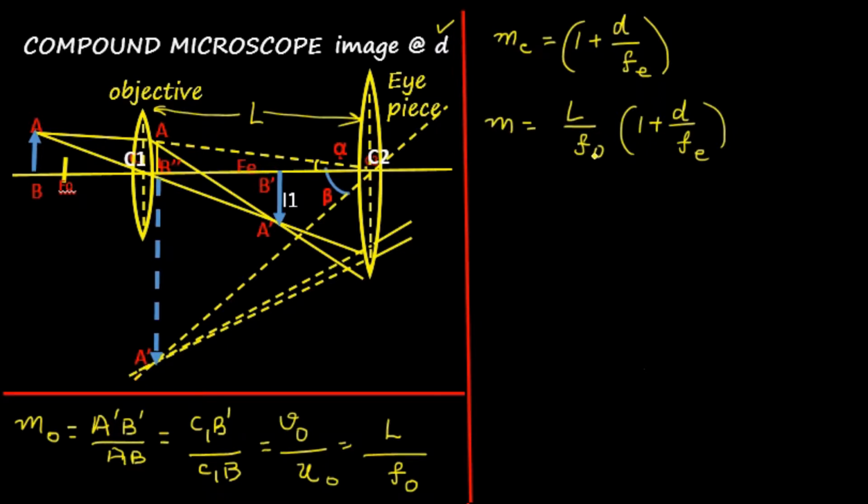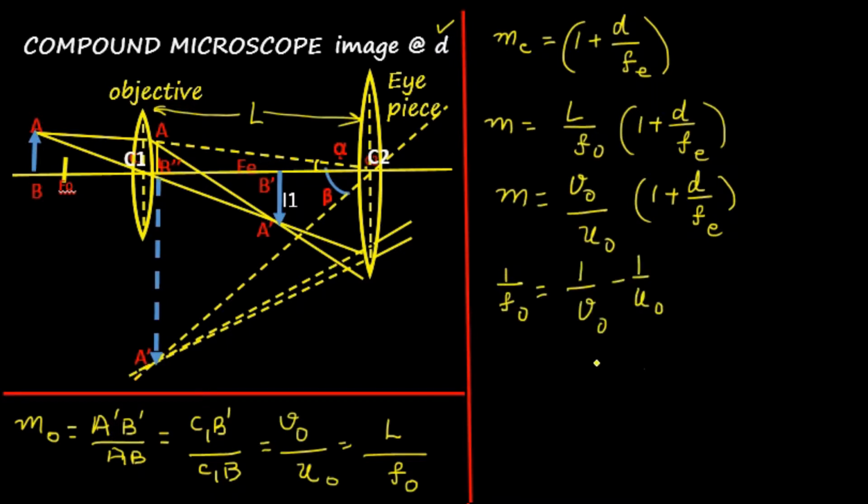This is for objective and this is for eyepiece. L by FO, that is FO, is also equal to V0 by U0. So this can also be written as V0 by U0 into 1 plus D by FE. Okay. We will apply lens formula to the focal length of objective. Then it becomes 1 by FO is equal to 1 by V0 minus 1 by U0.